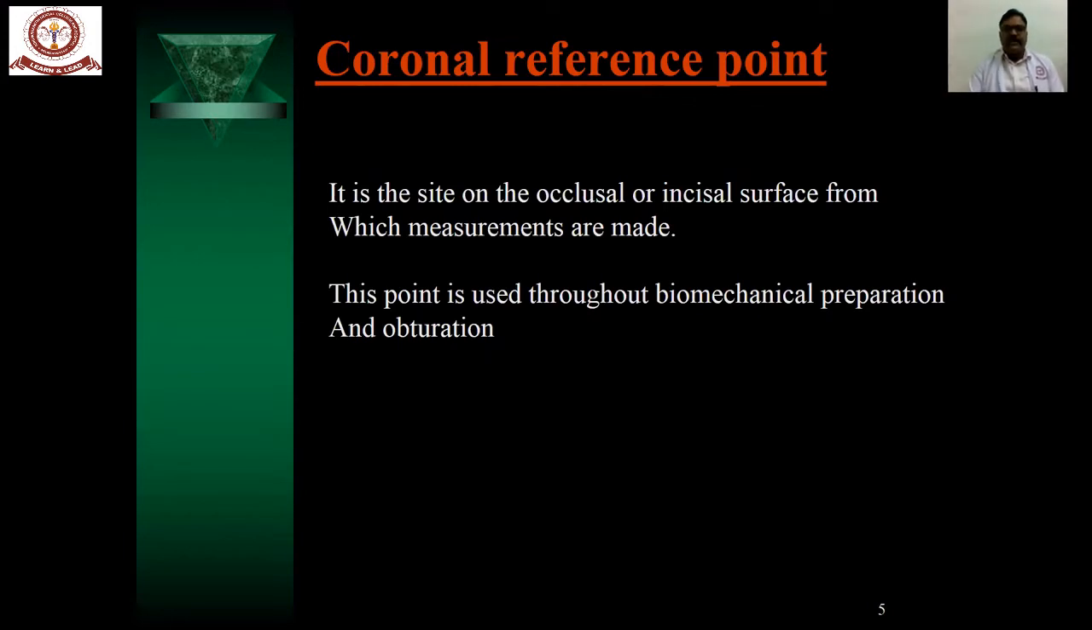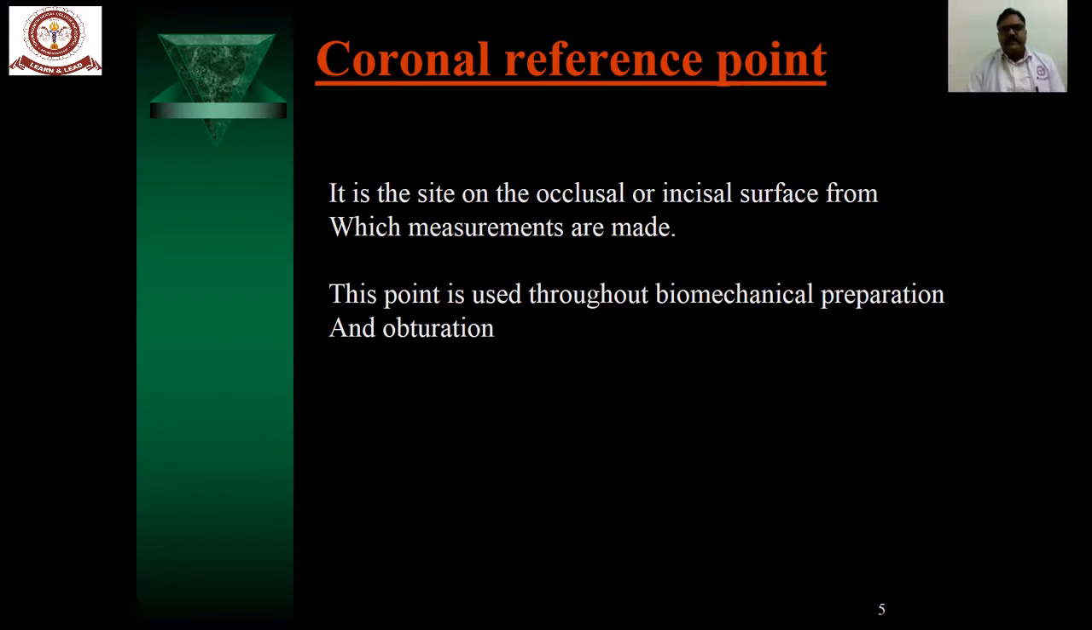So, when you go for a working length, the coronal reference point plays a major role in the successful outcome of your procedure. So, what is a coronal reference point? It is a site on the occlusal or incisal surface from which working length measurements are made. This point is used throughout the biomechanical preparation and obturation.